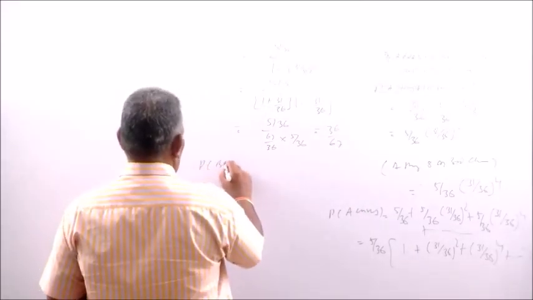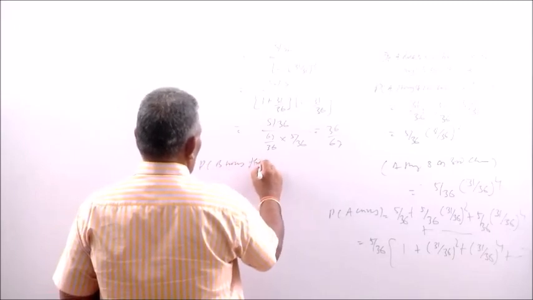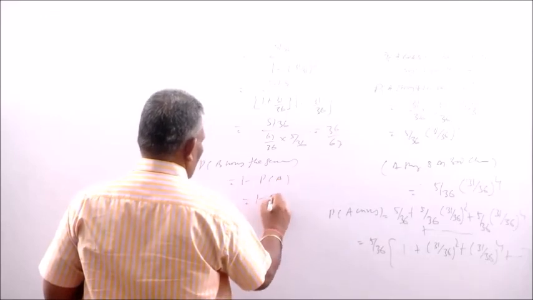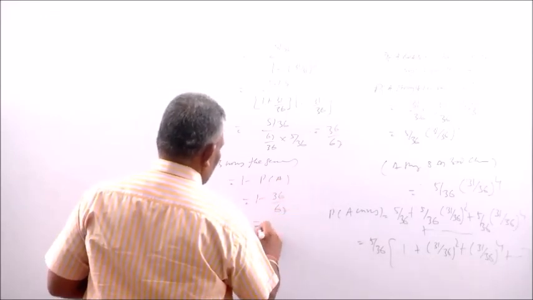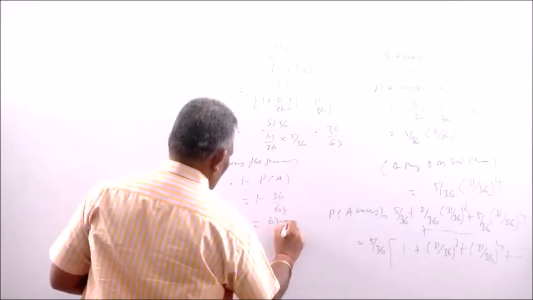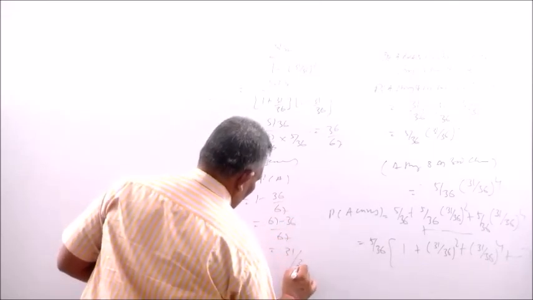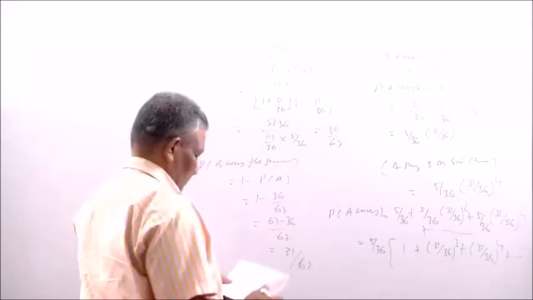Similarly, the chance that B wins the game is 1 minus P of A, that is 1 minus 36 by 67, which is 31 by 67.